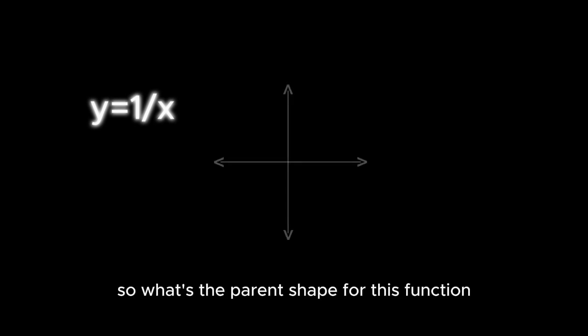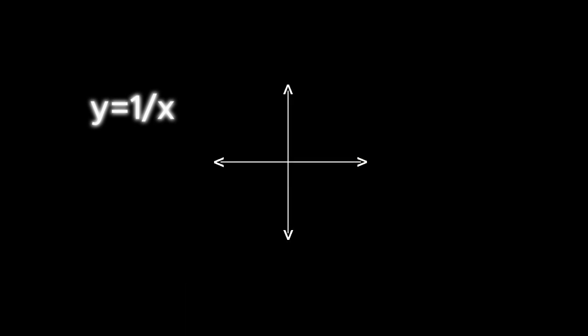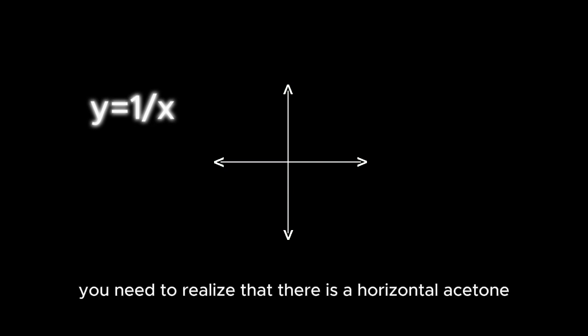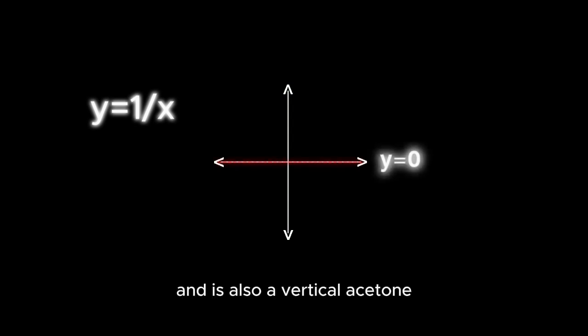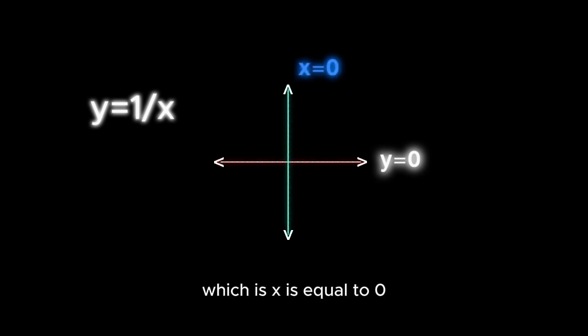But for now, let's just review the basic parent functions. So next, we're going to have a rational function, 1 over x. So what's the parent shape for this function? For this particular function, you need to realize that there is a horizontal asymptote known as y is equal to 0, and it's also a vertical asymptote, which is x is equal to 0. I'll talk about how to find that later, but for now, just know that it exists.